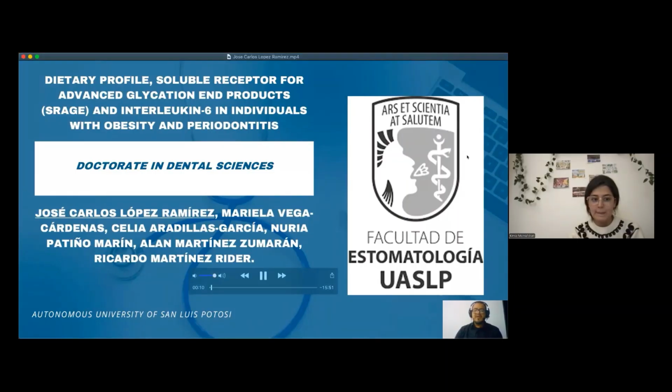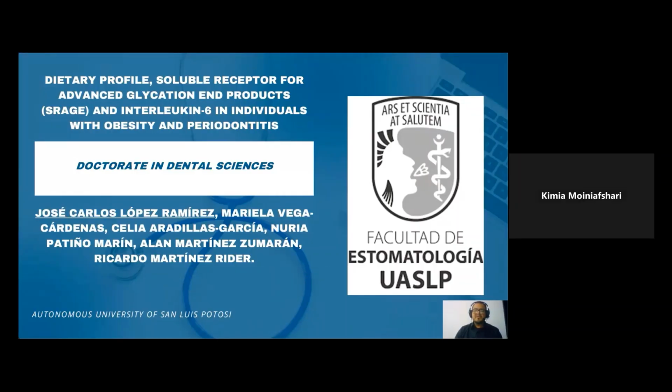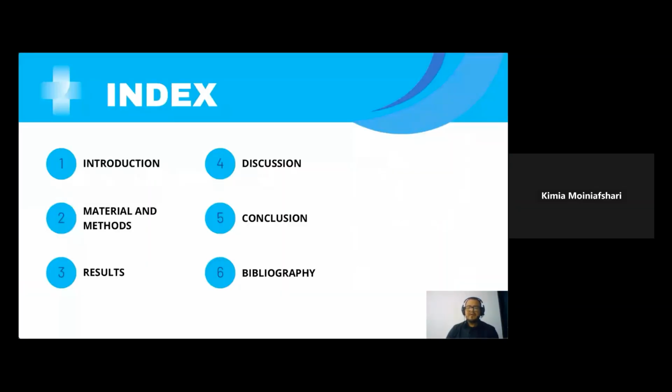It's a pleasure to be here representing the doctorate in dental science at the Autonomous University of San Luis Potosí. Today, I'll be presenting our study titled Dietary Profile, Soluble Receptor of Advanced Glycation End Products and Interleukin-6 in Individuals with Obesity and Periodontitis. This research explored how obesity, diet, and inflammation interact with periodontal disease and how these factors are biologically connected. Through this presentation, I'll briefly go over the background, the study design, and focus on our main findings and the clinical implications.